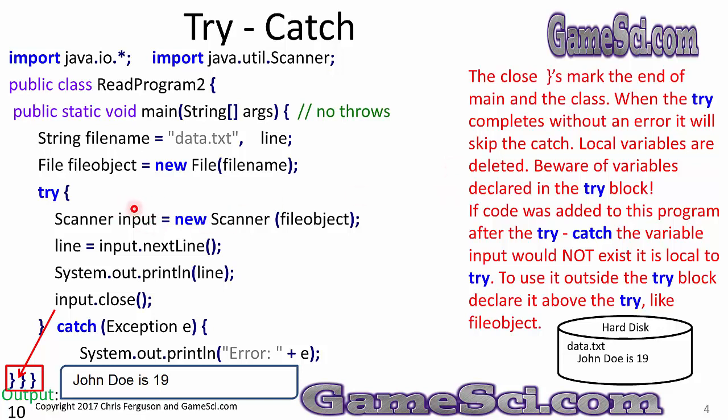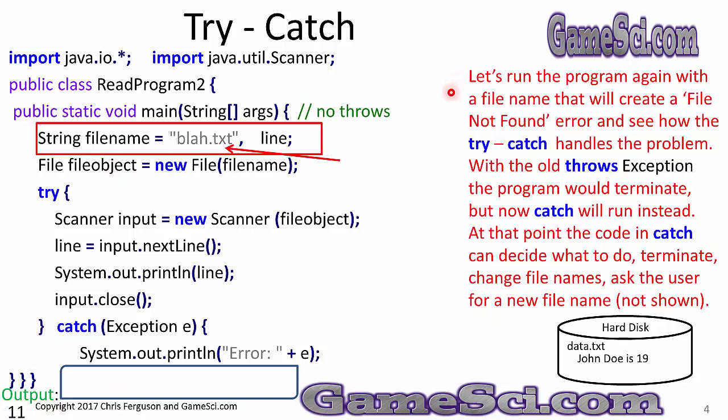See how input is declared in the try block? That means I can only use it inside the try block. If code was added to this program after the try catch, the variable input would not exist. It is local to the try statement. To use it outside the try block, you'd have to declare input above the try, just like I declared file name, line, and file object above the try.